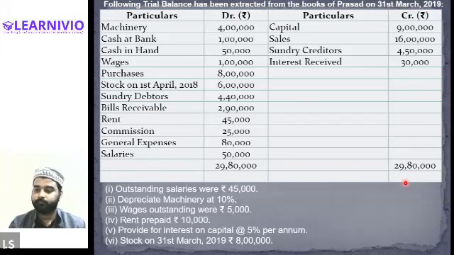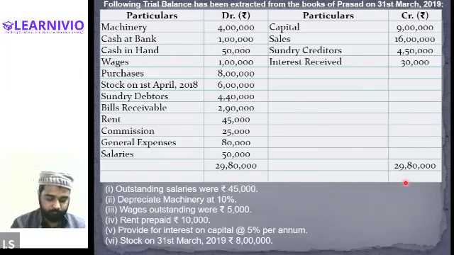Excuse me, sir. Yeah, please tell me, Alexander. What are we supposed to do with the interest received again? Interest received as an income, or it should be recorded on the credit side of the trading account, or of the profit and loss account? Okay. Interest received is an income as it is shown on the credit of the trial balance. Therefore, we will be writing it in the profit and loss account, credit side.